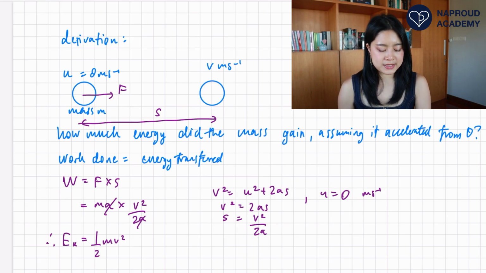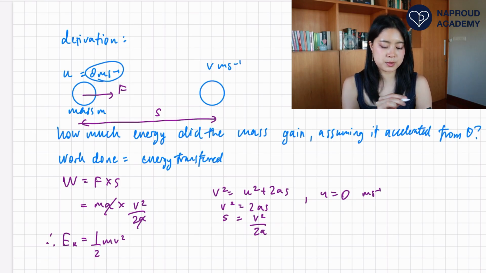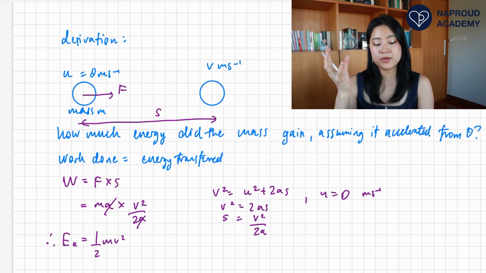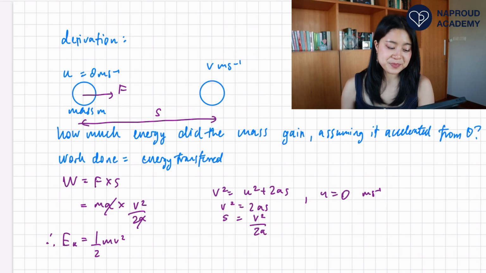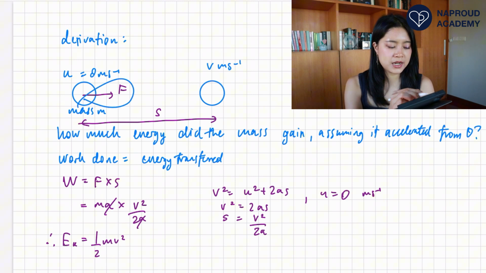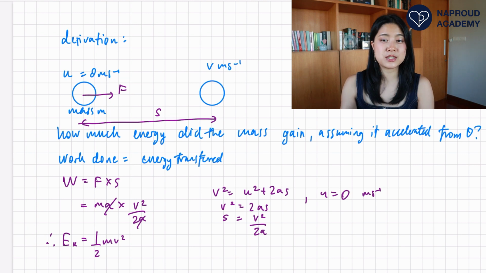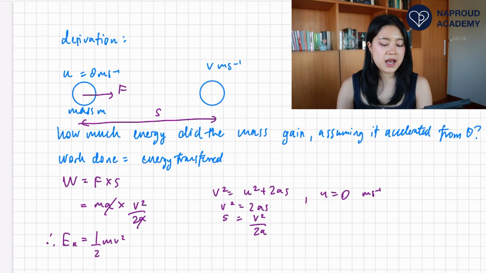We're gonna start off with a mass that had a starting speed or initial velocity of 0 meters per second. Then we're gonna accelerate it to a velocity of v meters per second. And in that time, there is a force F acting on it. It goes through a distance S, or displacement S, and it has a mass M, and the mass doesn't change because it's just a constant mass.